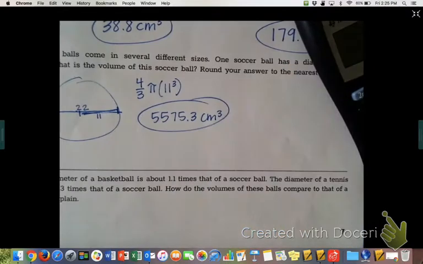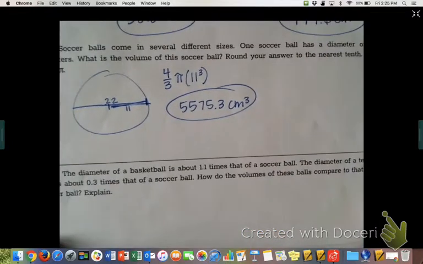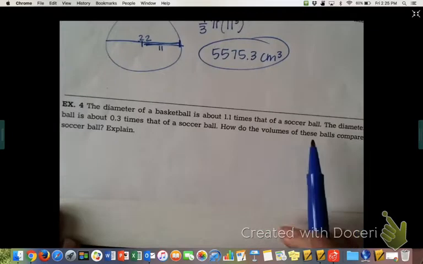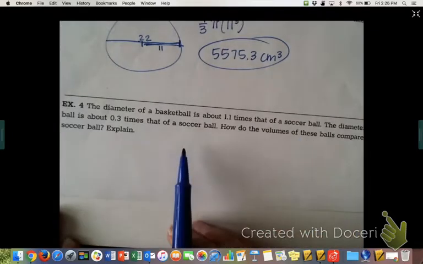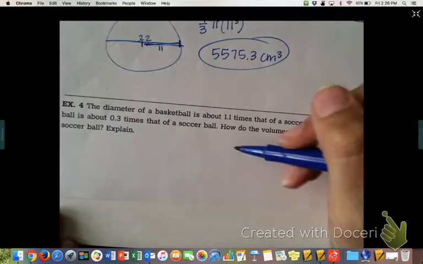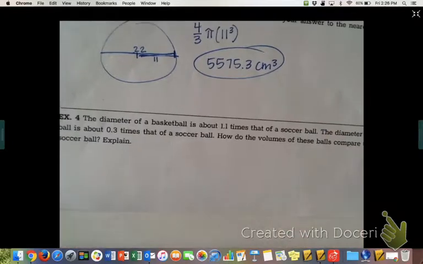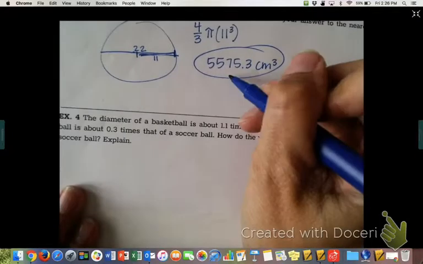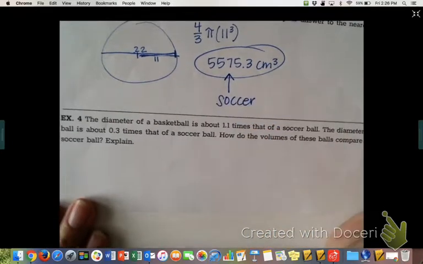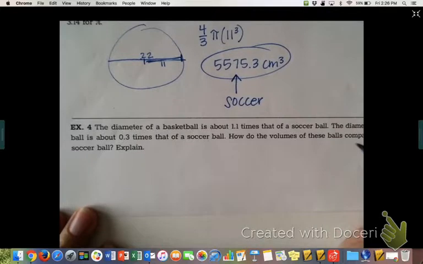Alright, last example. The diameter of a basketball is about 1.1 times that of a soccer ball. Okay, so in order to do 4, we're going to have to look at 3, maybe. Let me read on. The diameter of a tennis ball is about 0.3 times that of a soccer ball. How do the volumes of these balls compare to that of a soccer ball? Okay, so here is our soccer ball volume. Let's now go ahead and do basketball and tennis ball.